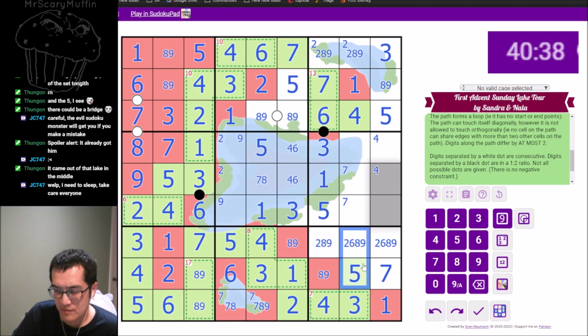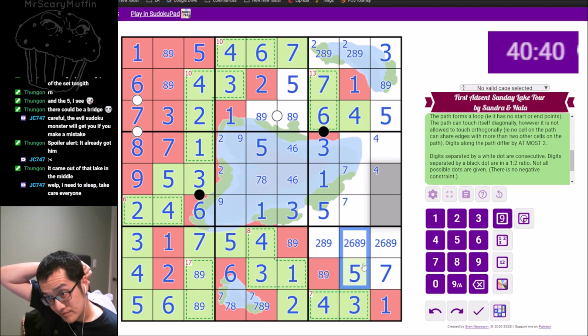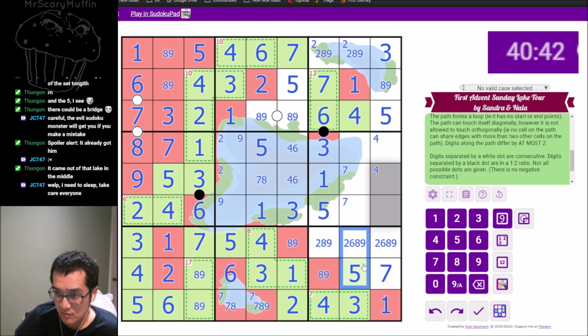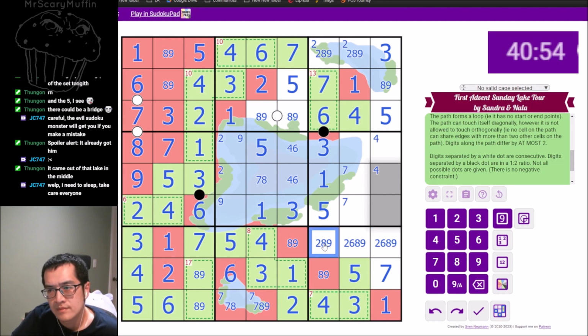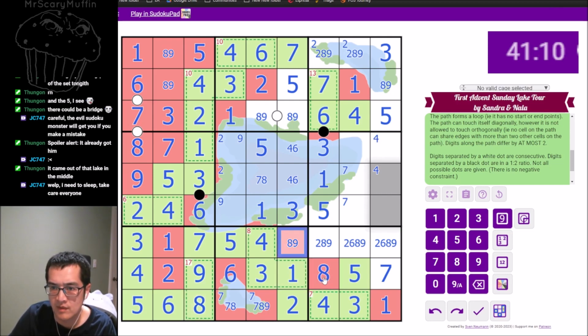If the 5 goes up this way, it has to hit the 6. There's no other number that works. Or it can hit the 7 here. In either case, it can't cross a 2 here and it can't cross a 2 here. That doesn't mean we could put a 2 here. Oh, wait, we know this. This has to be a 9, this has to be an 8. That might help.